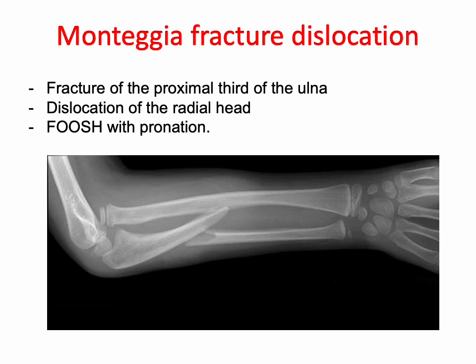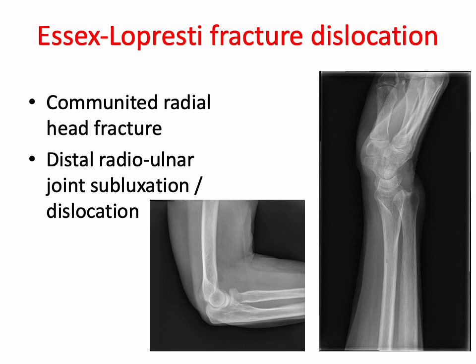A Monteggia fracture dislocation is a fracture of the proximal ulna, or proximal third of the ulna, with dislocation of the radial head. It's usually as a result of a fall on an outstretched hand with pronation, and we see here that there's a fracture of the midshaft of the ulna, and if we draw that line down the radial neck, it does not intersect the capitellum, suggesting that there's a dislocation at the proximal radio-ulnar joint, or the radial head is dislocated. And an Essex-Lopresti fracture dislocation is where there's a comminuted radial head fracture and a distal radio-ulnar joint subluxation or dislocation.